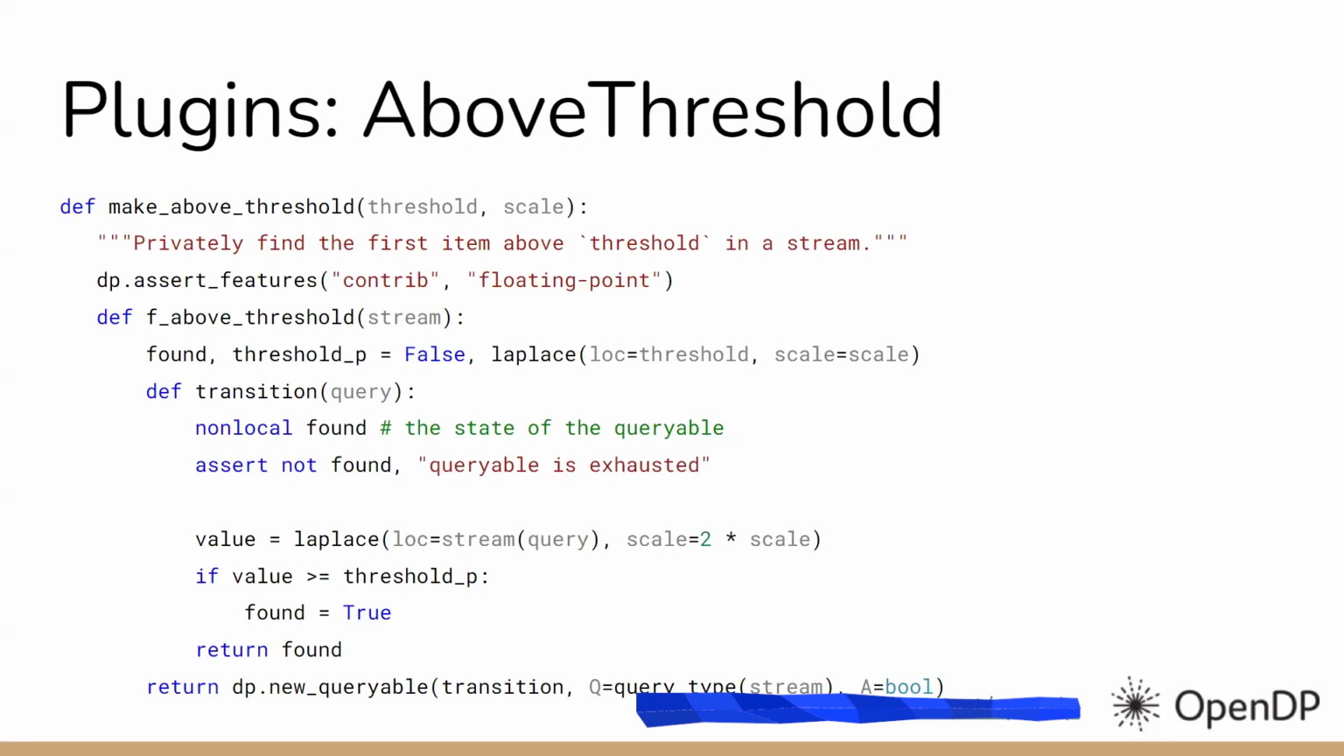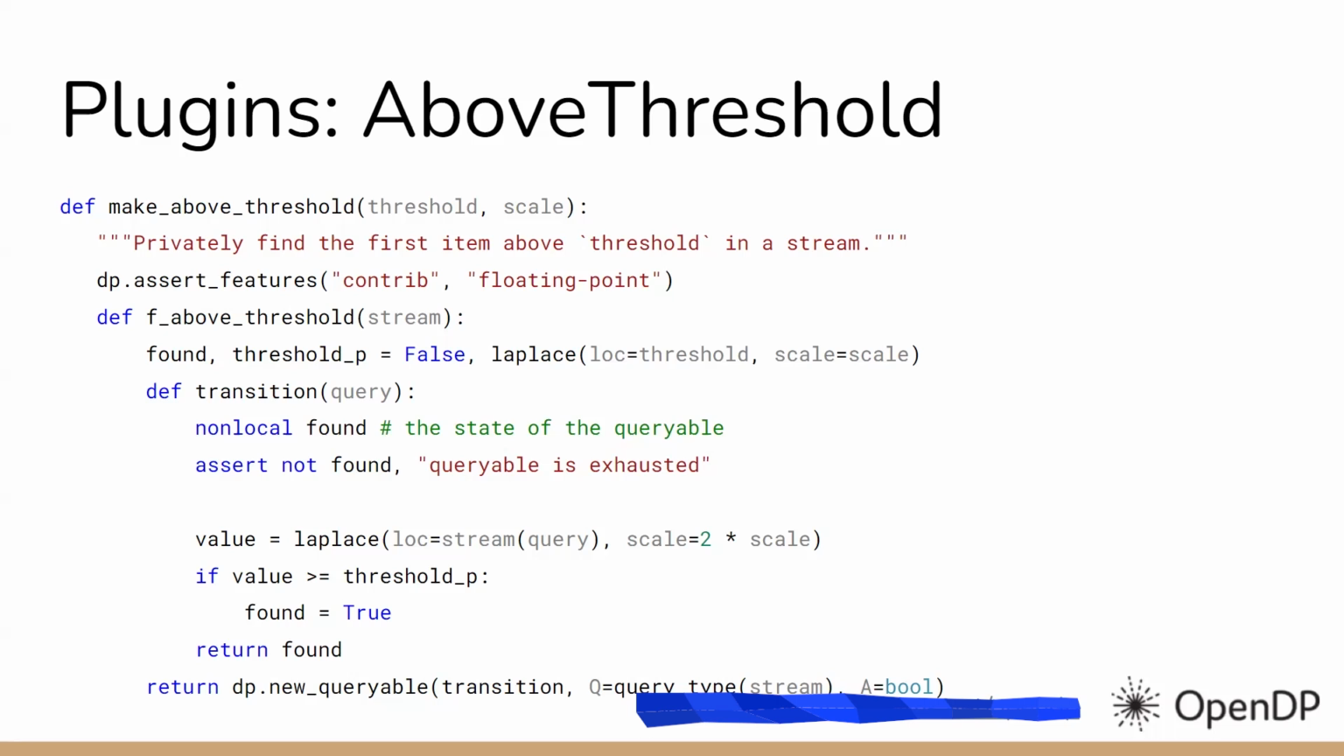Another example of an algorithm you might want to implement with this is above threshold. This is how it could look. So this is a function taking the threshold and a noise scale. The way this works is it's going to take a stream of data and it's going to return true the first time a value in the stream is above the threshold. Approximately. The function here is starting off by computing a noisy threshold.